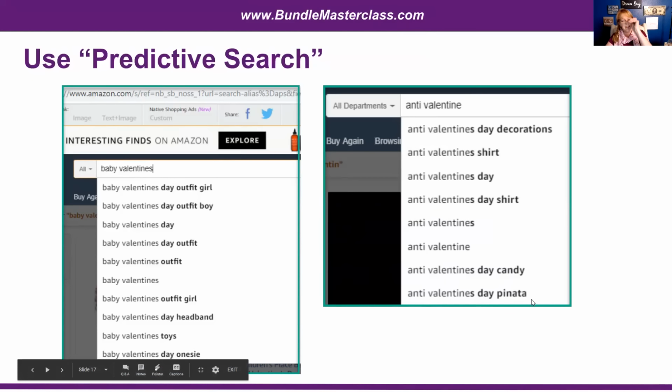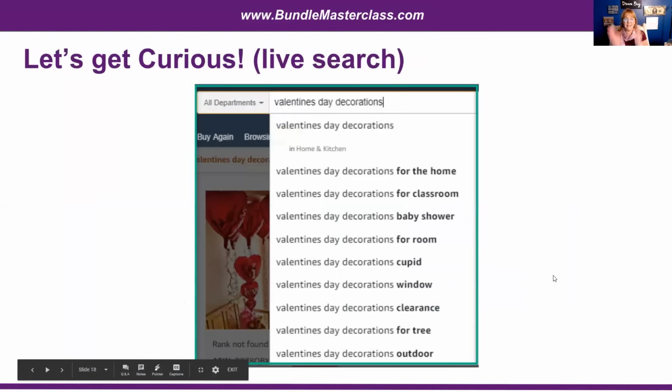So there's a bundle idea, a couple bundle ideas right out of the gate for you guys. All right, so let's keep going. Let's get curious. Let's do a live search. So I'm going to switch over to live search on Amazon, and we're going to practice. So here's what I get when I typed in Valentine's Day decorations. This is the predictive search for home, for classroom, baby shower, room, Cupid, window, clearance, for tree, outdoor.